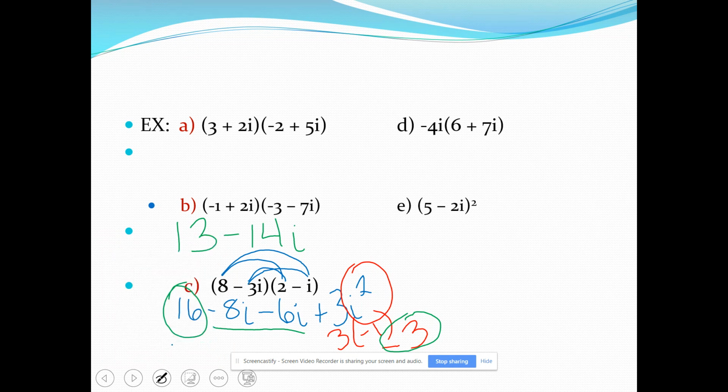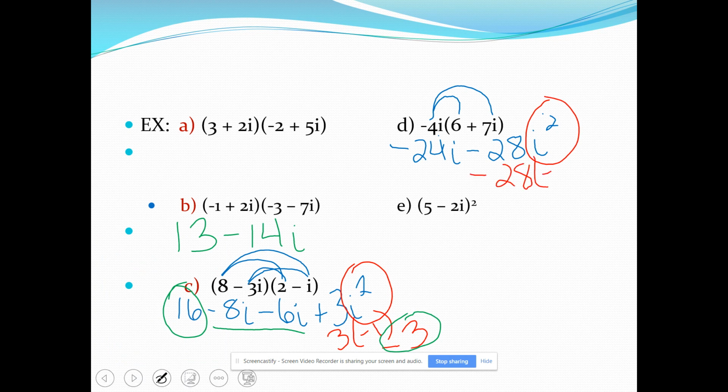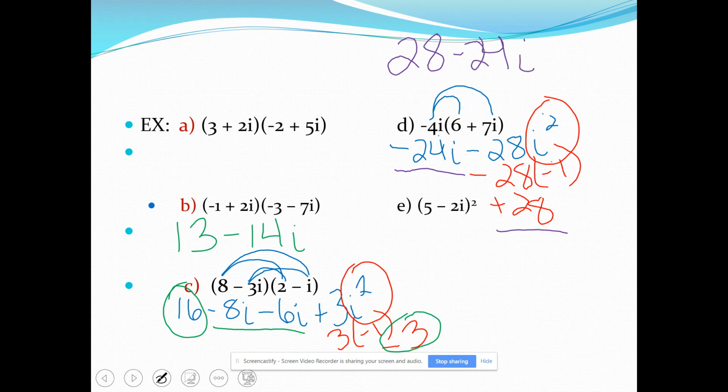Letter D. We're just distributing the -4i times 6, which is -24i. -4i times 7i. -4 times 7 is -28. i times i is i squared. Again, we have our i squared here, so it's -28 times -1, which is positive 28. And then to put this in standard form, the 28 and the 24i have to trade places. i always comes last. So it's positive 28 minus 24i.